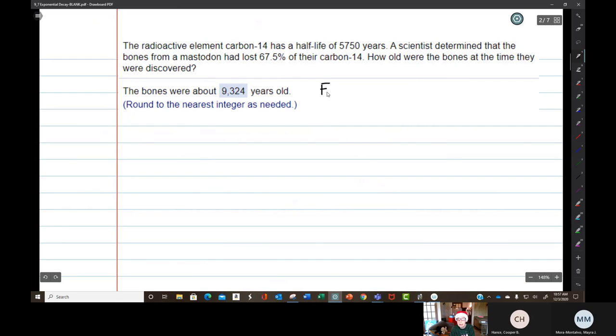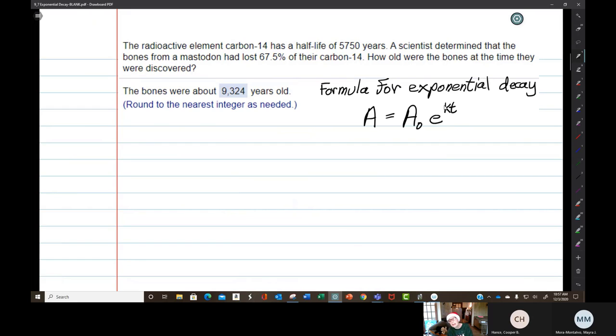Formula for exponential decay. A equals A naught e to the kt. Now your book says negative kt, but I disagree with that, because if you leave it like this, then k automatically becomes negative. So we're just going to do it the way it should be done. K is called the decay constant.